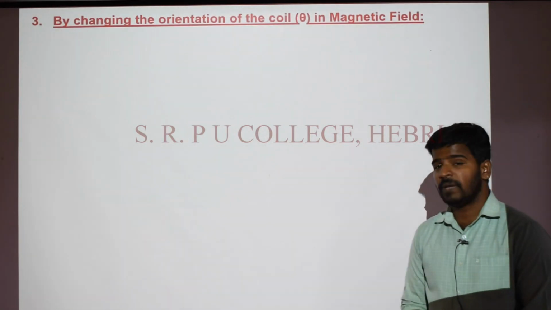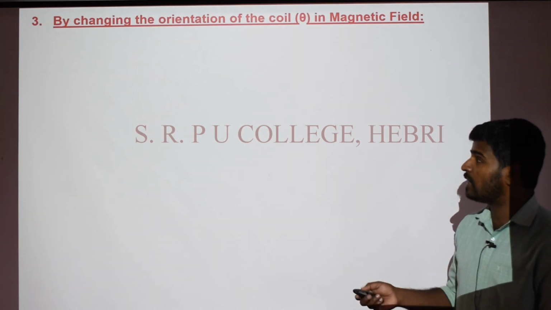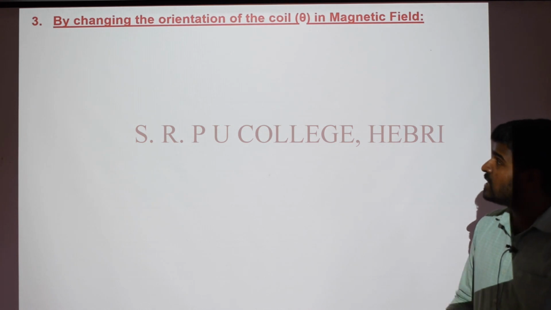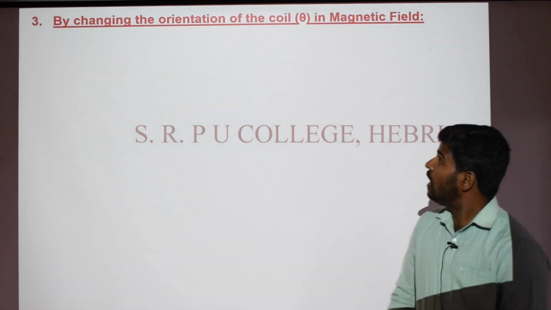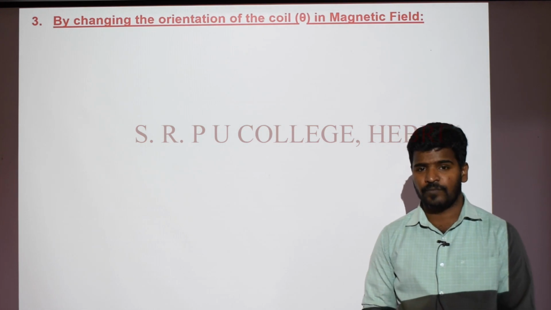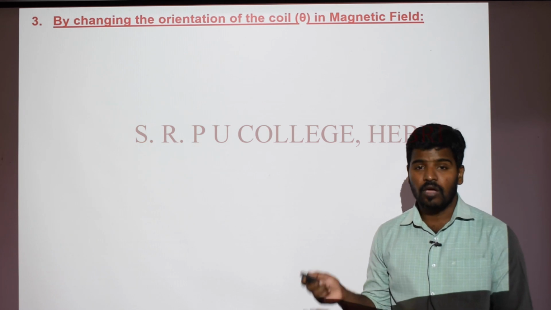The next one, methods of producing the magnetic flux change in terms of an induced EMF. Now the last one, by changing the orientation of the coil in the magnetic field. Very important, one more 3 or 5 mark very important question.